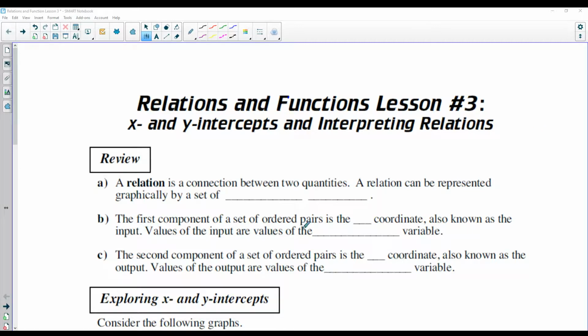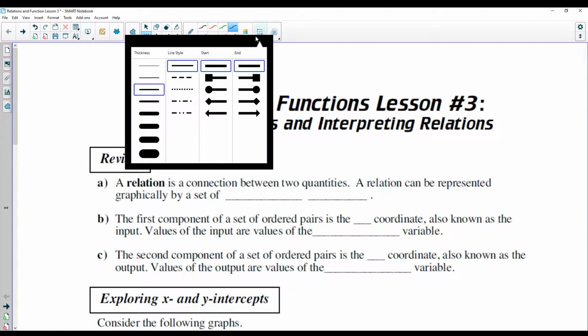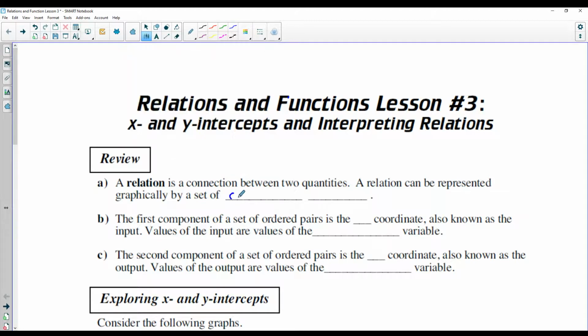So a relation is a connection between two quantities, and a relation can be represented graphically by a set of ordered pairs. So I'll grab my pen. Ordered pairs are written in the form x, y. The first component of a set of ordered pairs is the x-coordinate, also known as the input.